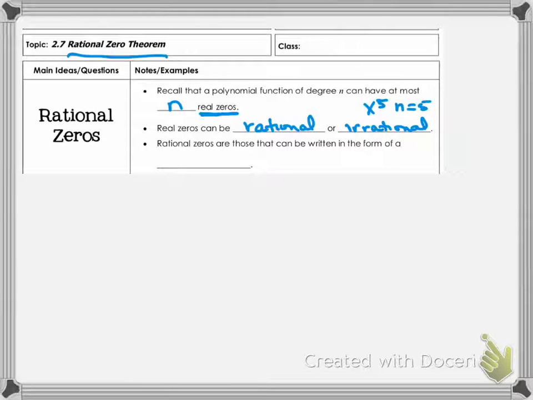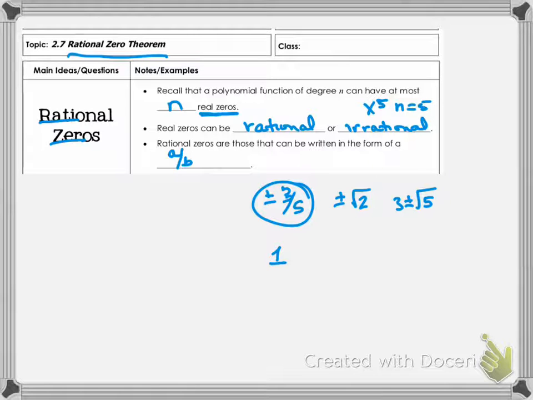And so rational would be like 5/3 or 3/5, plus or minus 3/5. And irrational would be like plus or minus square root of 2, right? Or 3 plus or minus the square root of 5. Those are irrational. So when we're talking about rational zeros, we can say that rational zeros are those that can be written in the form a over b as a fraction. So like 3/5, or even 1 is a rational zero because you can write it as 1 over 1. So this is a theorem about the rational zeros that a polynomial might have.